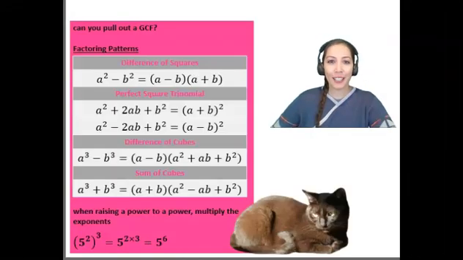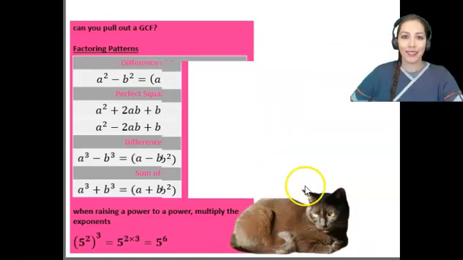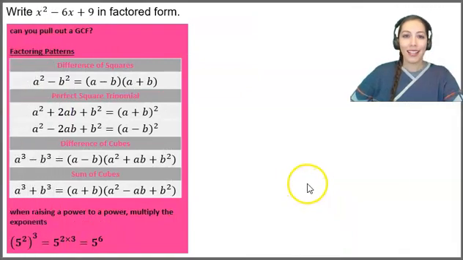My teaching assistant Chloe is here with her latest cheat sheet notes. She wants you to know that when you are factoring, ask yourself, can you pull out a greatest common factor? And then there are 4 factoring patterns that we're going to talk about: difference of squares, perfect square trinomial, difference of cubes, and the sum of cubes. And when you are raising a power to a power, you multiply the exponents together. Now that we have Chloe's cheat sheet notes, we can go ahead and write this polynomial in factored form.